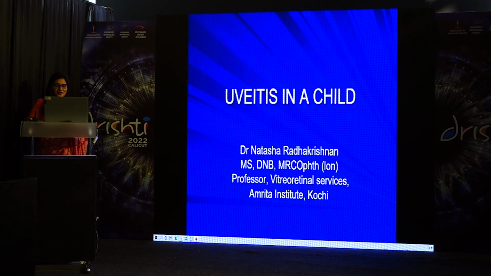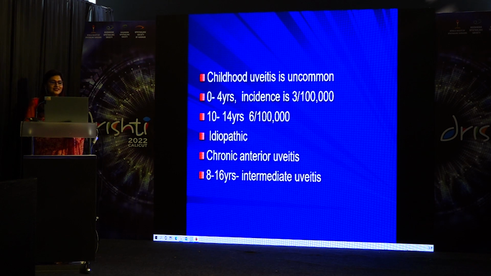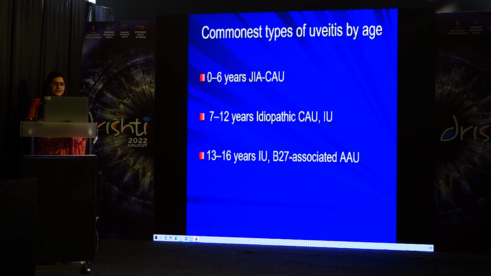So we will talk about uveitis in a child in this session. Childhood uveitis is not very common. Its incidence is only about 3 in 1 lakh in 0 to 4 years and 6 in 1 lakh in 10 to 14 years. The most common cause is idiopathic, though you can have chronic anterior uveitis, and in 8 to 16 years you can have intermediate uveitis as the commonest presentation.